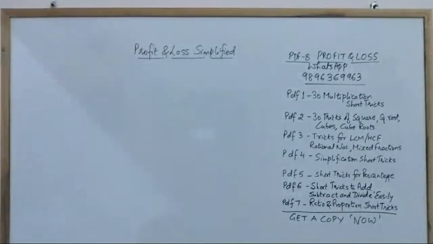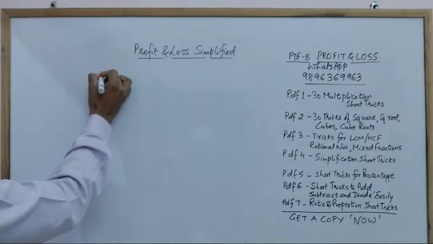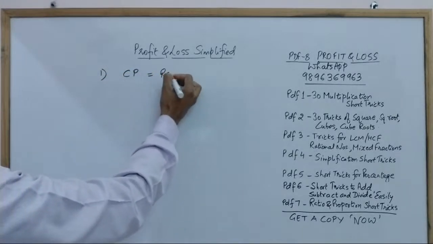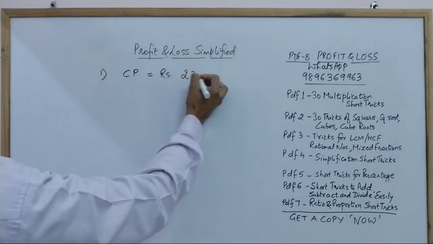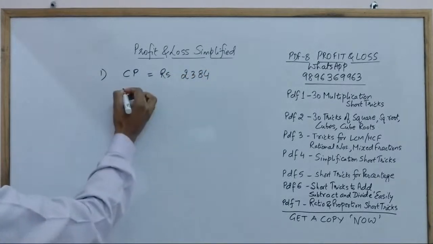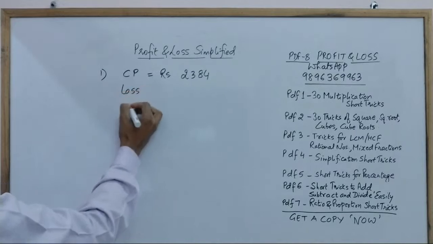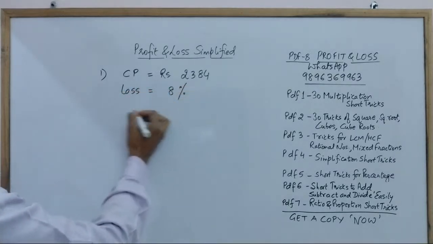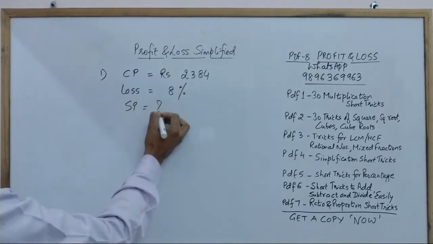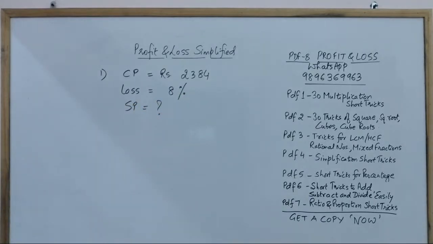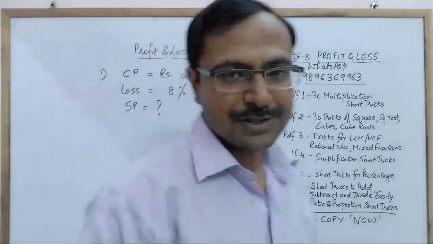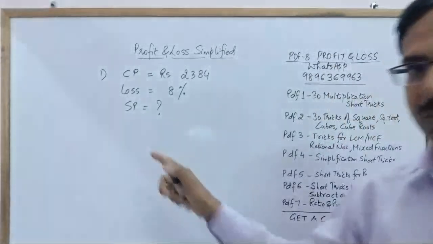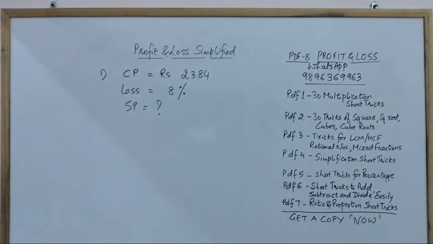So let's see the first question now. The cost price of an item is given as 2384 and it is sold at a loss of 8%. You need to find the selling price. Now see, this is a basic question of profit and loss, but all the same you need to be very sharp because I need the answer very quickly for this one. So I'll give you 30 seconds to solve this one.